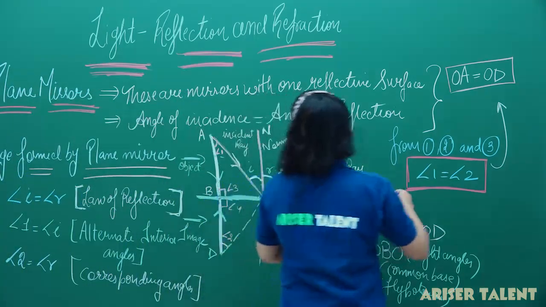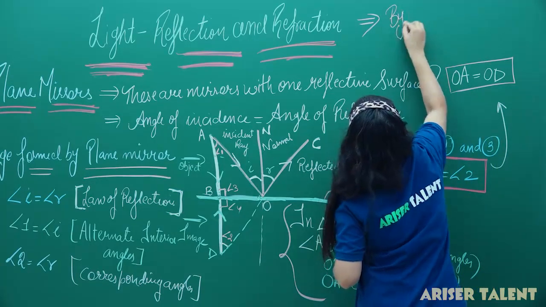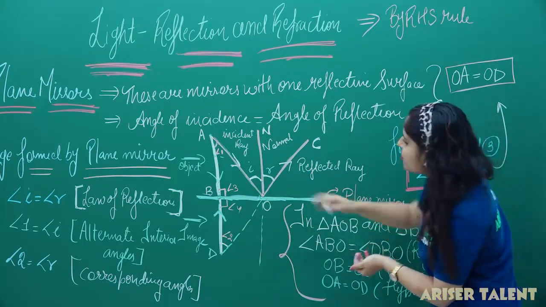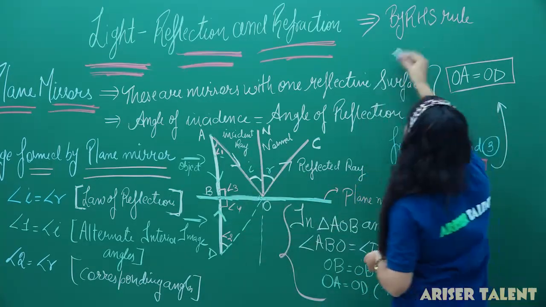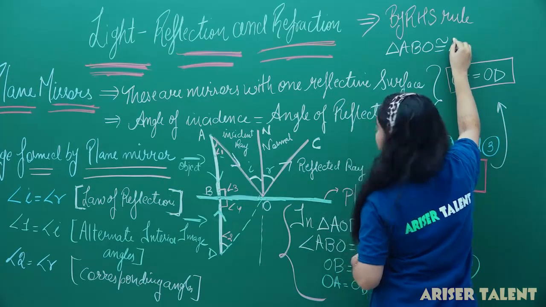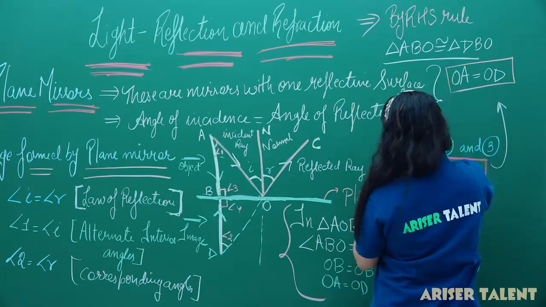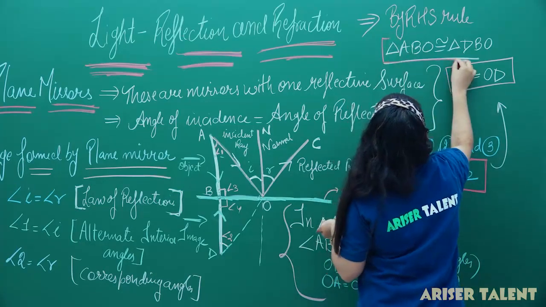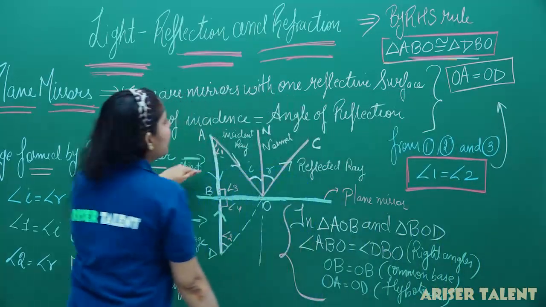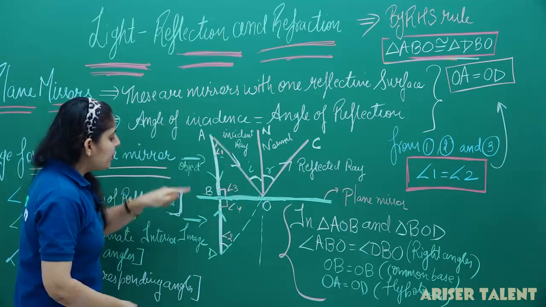So this thing I am writing here, by RHS rule, this triangle must be congruent to this part. So we can say that triangle ABO will be congruent to triangle DBO. So this is the condition we have derived from here, that ABO will be congruent to DBO. Now if these two triangles are congruent, then by CPCT we can say that AB will be equal to BD.